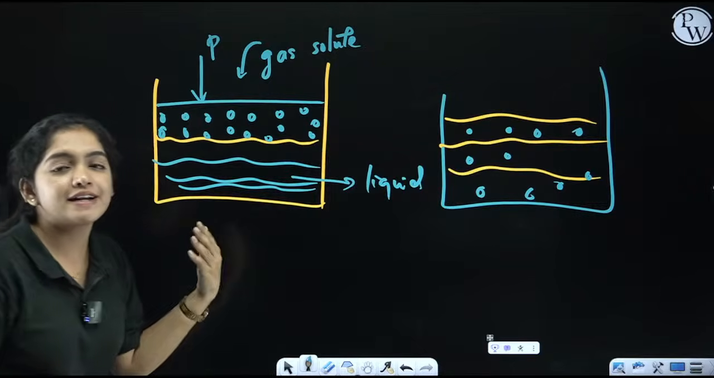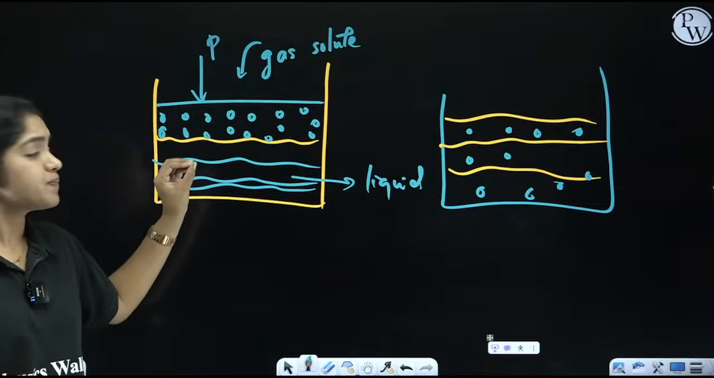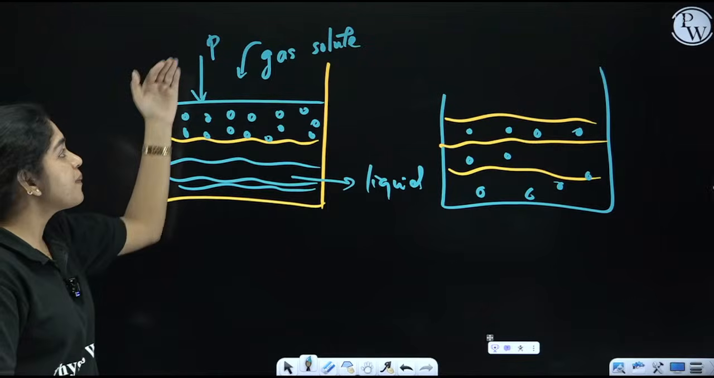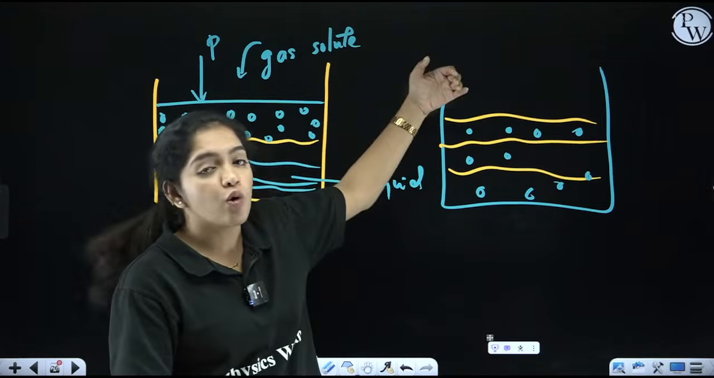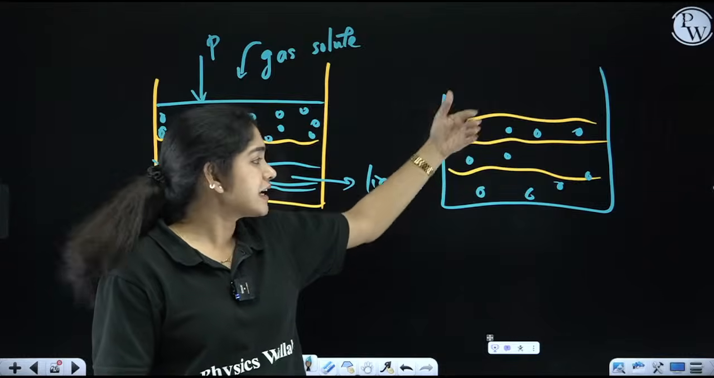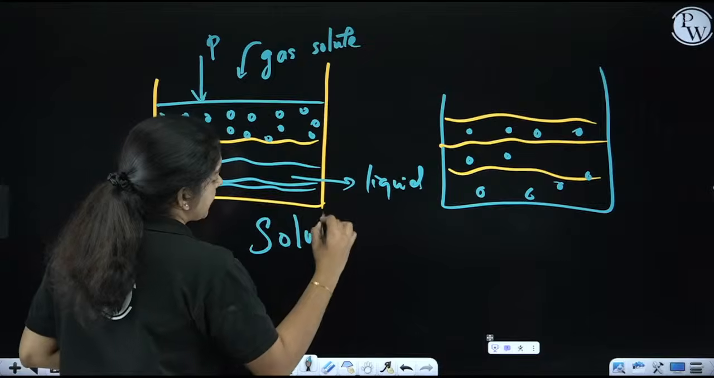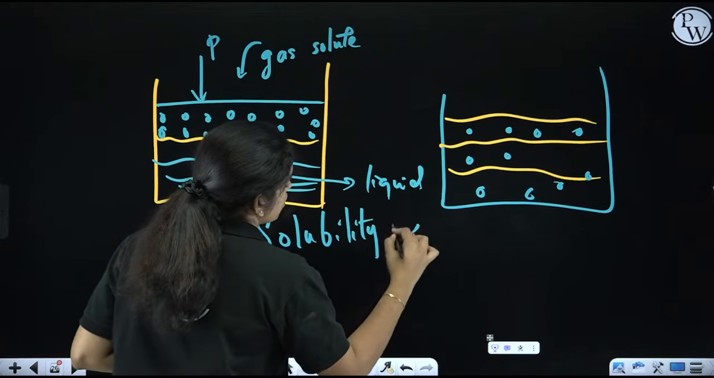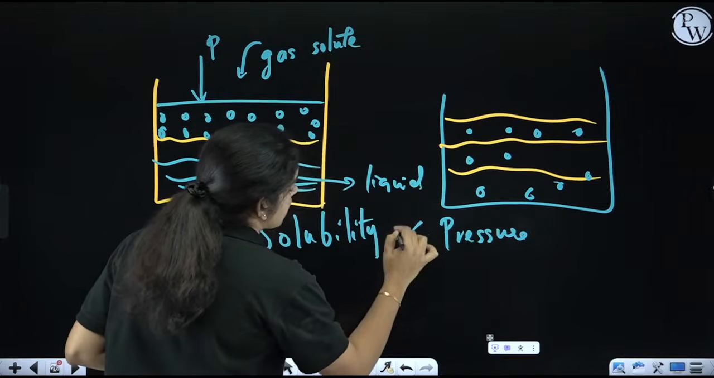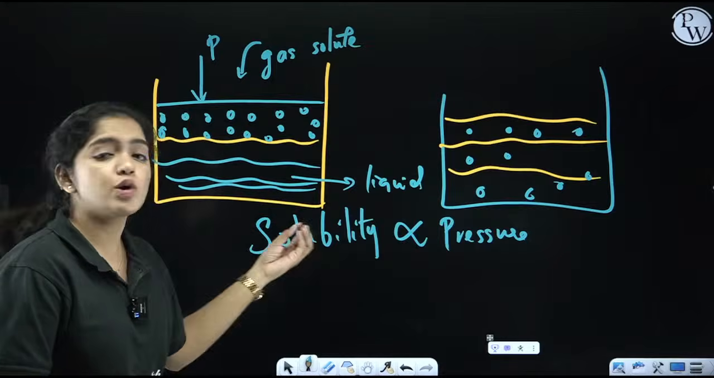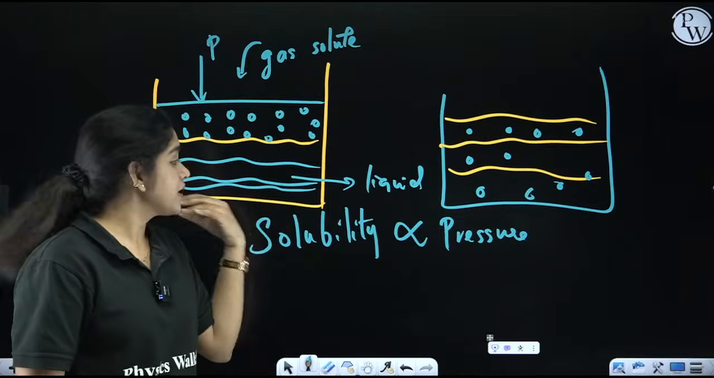So Henry stated one law, that the partial pressure is directly proportional to the solubility. For example, if you are applying a pressure, what will happen? The solubility increases. If you are applying more pressure, the gas will start to dissolve easily in the liquid, right? So there is an effect connecting solubility and pressure. That means they are directly proportional. When pressure is increasing, solubility also increases. They are directly proportional. And there is a contemporary of Henry, that is Dalton.